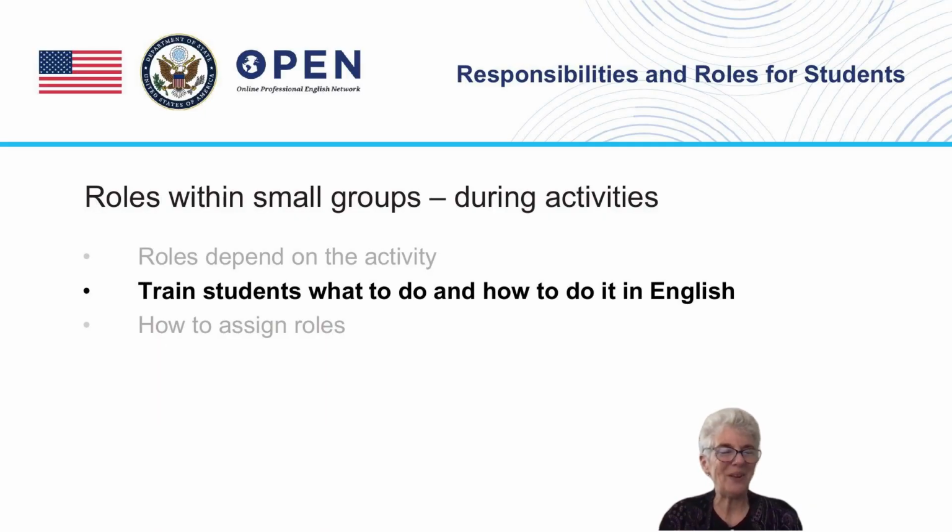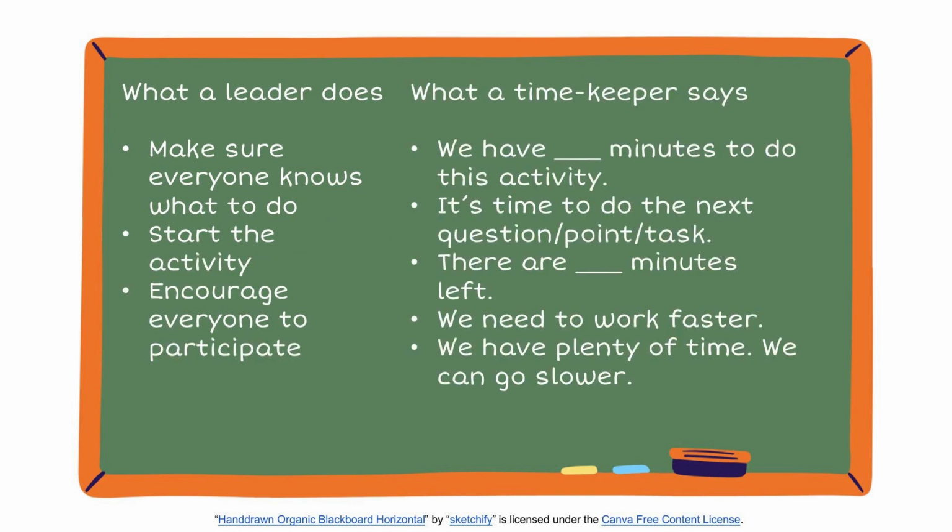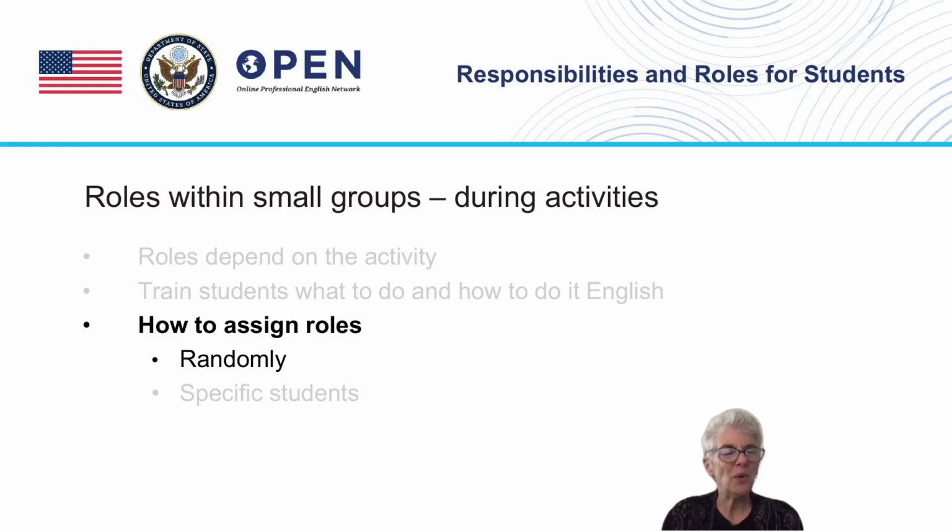Taking on a role and doing it in English isn't something students can automatically do. You have to train them. If you want leaders to make sure everyone participates, for example, include that in your training. Students also need to know the English phrases to carry out their roles. A timekeeper might need phrases like, "It's time to do the next question," or "There are 5 minutes left," for example.